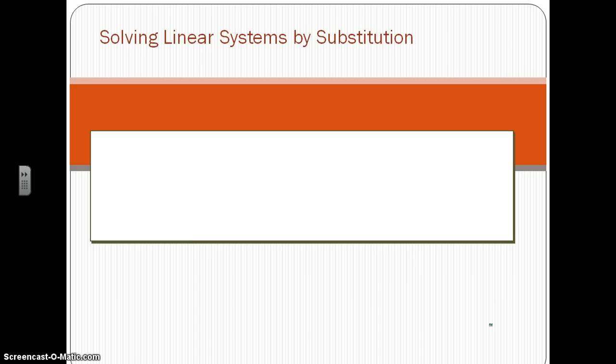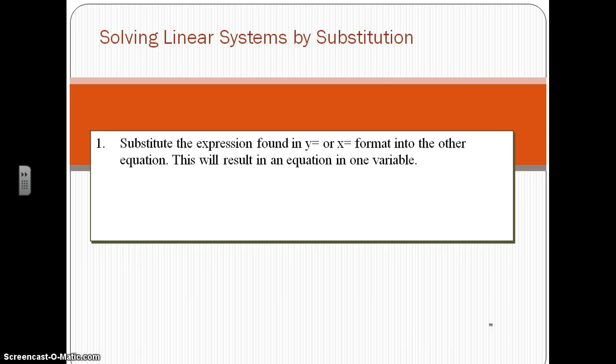Okay, so now solving linear systems by substitution. There are 4 steps, so make sure that you write these 4 steps down. The first step is to substitute the expression found in y equals or x equals format into the other equation. This will result in an equation in one variable. Step 2 is solve the equation obtained in step 1. I meant step 1, is what I meant to say.